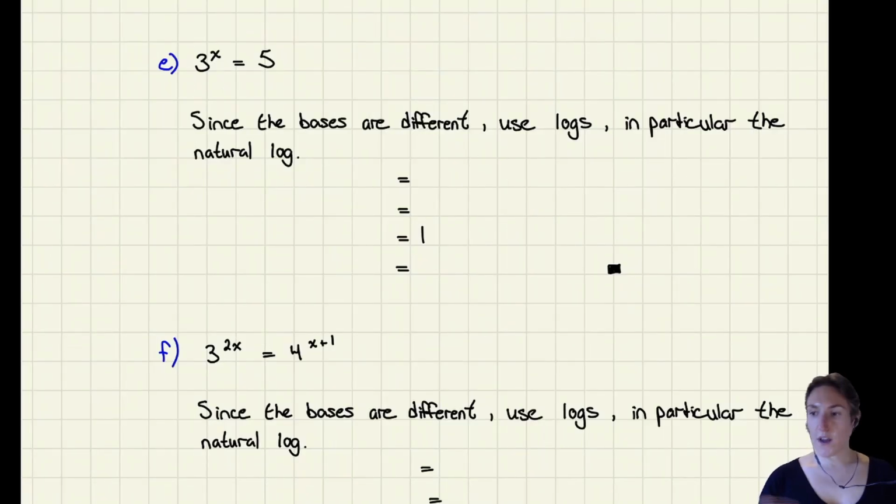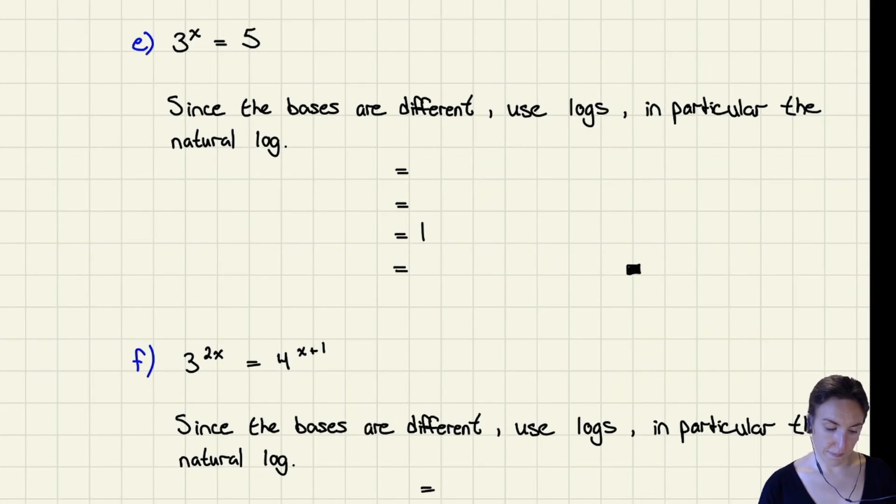Okay, let's do a few more now in the other direction. 3 to the power of x is equal to 5. I can't change this 5 to somehow become a 3. It doesn't work. So we say the bases are different. When you come across different bases like this is when you use logarithms. Okay, so we're going to use a log.